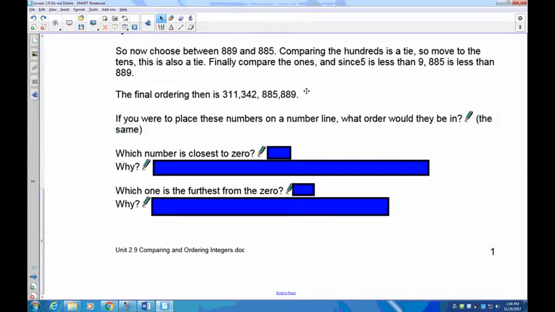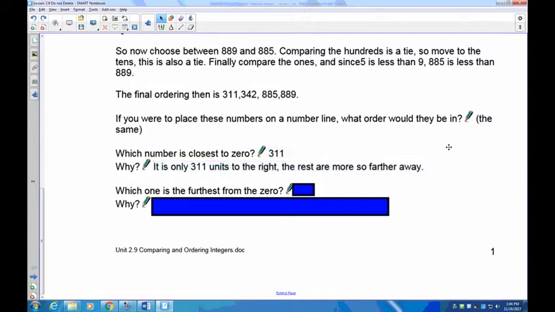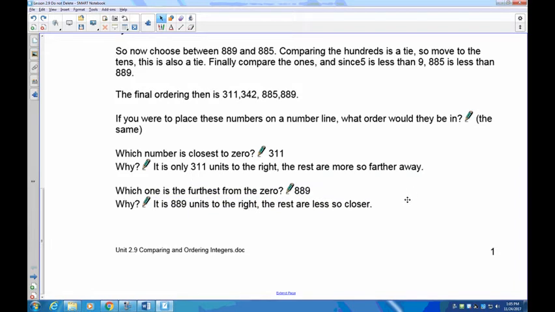Which of these four numbers is closest to 0? Well, on the left-hand side, the 0 is way over here on your number line, and you travel 1, 2, 3, 4, 5 until you get to 311. So the one that's closest is 311, because it's the first number you hit to the right as you go past the 0. Which one's farthest from the 0? Well, this is 889 units to the right. So 889 is the one which is the farthest from 0.